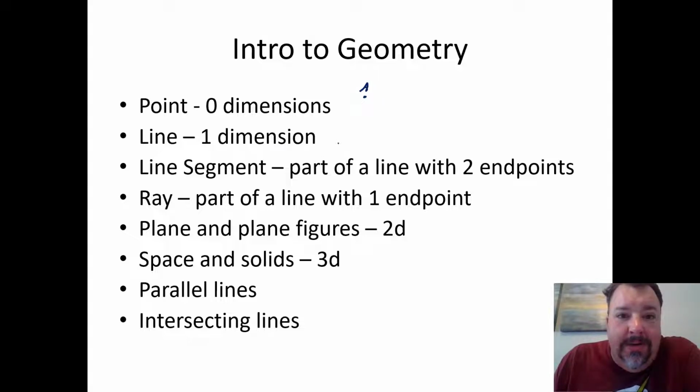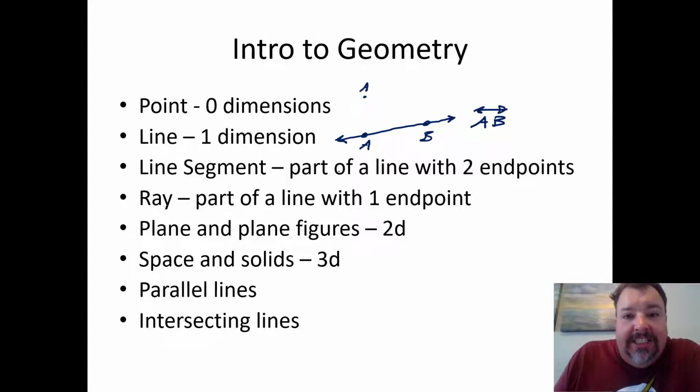We can have a line, which is 1 dimension. That means it goes off in one direction. And usually we put arrows at the end to show that it's infinite. So it goes all the way to the left and all the way to the right. And if we have 2 points, there's exactly 1 line that goes through that in Euclidean geometry. And so here is a line that's going through AB, and we would call this line AB.